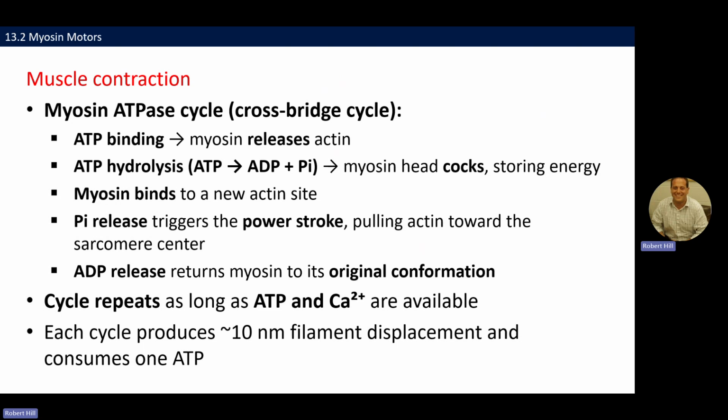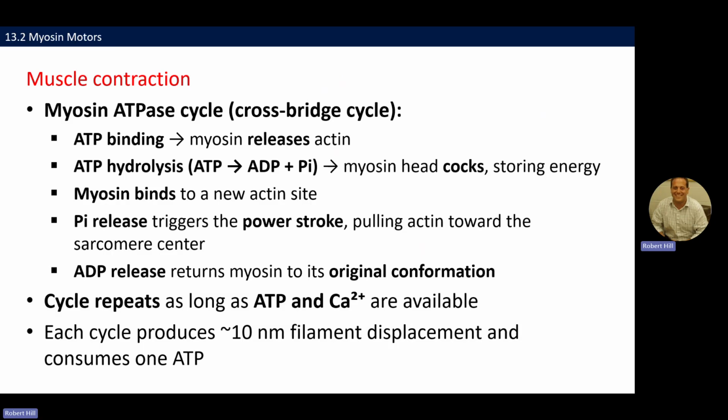The phosphate releases, and that triggers the power stroke. This is where the heads pivot and pull the actin filament toward the sarcomere center. Finally, ADP release resets the head for another cycle. And these will cycle a lot and cycle quickly, as you can imagine, which is required for muscle contraction. Each cycle consumes one ATP molecule, and it moves actin about 10 nanometers.